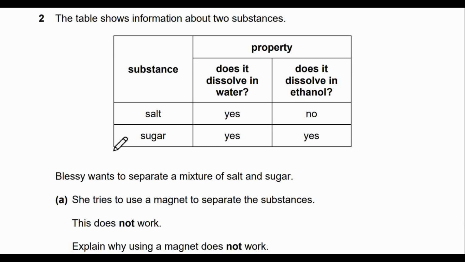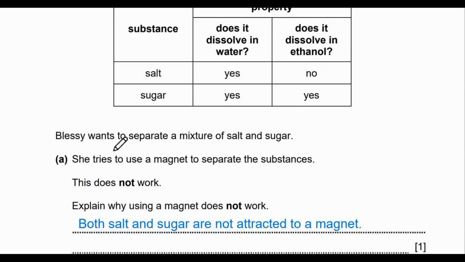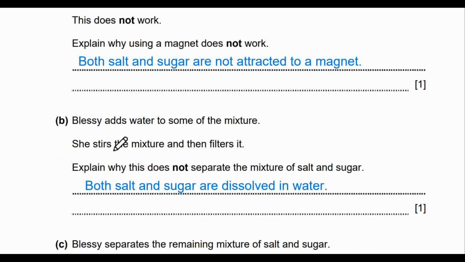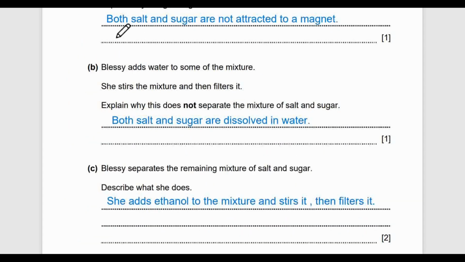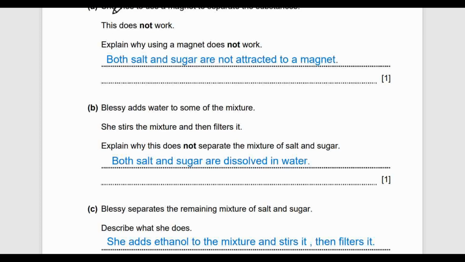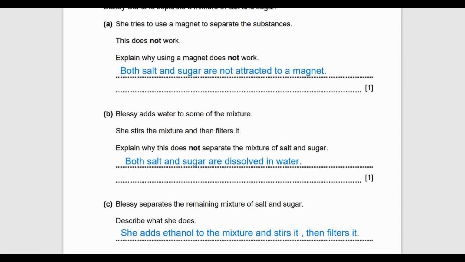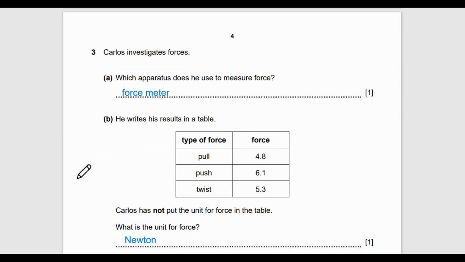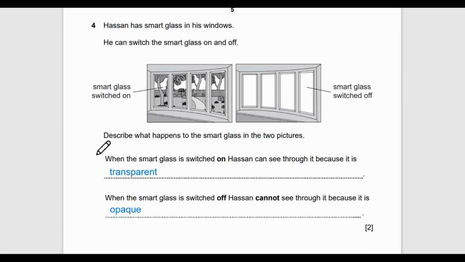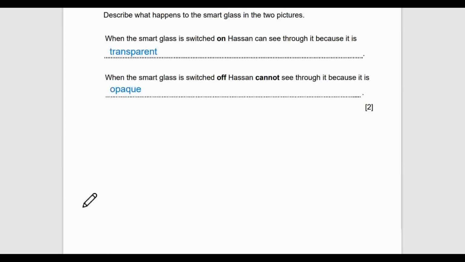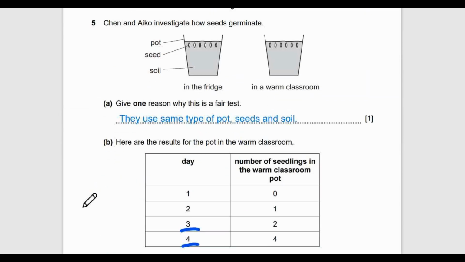Next, this is the answer for question 2A, and this is 2B, and also 2C. 2A, B, and C all together. Next, let's move on to question 3A, 3B, and then we move on to question 4. This is question 4. Next is question number 5, A and B.